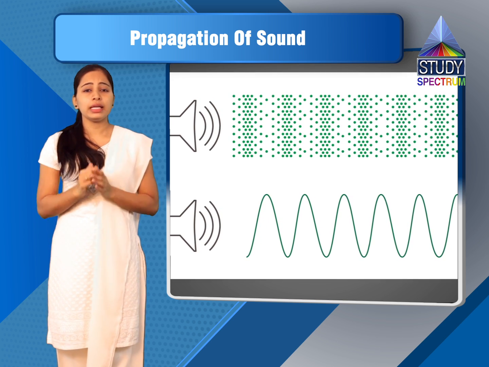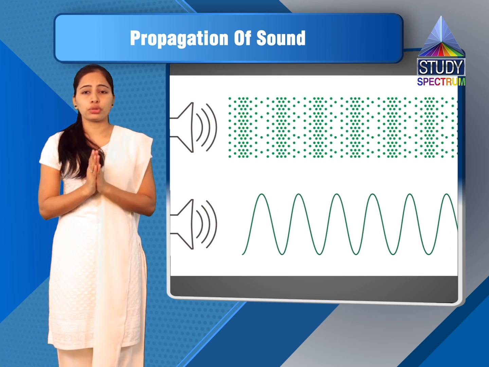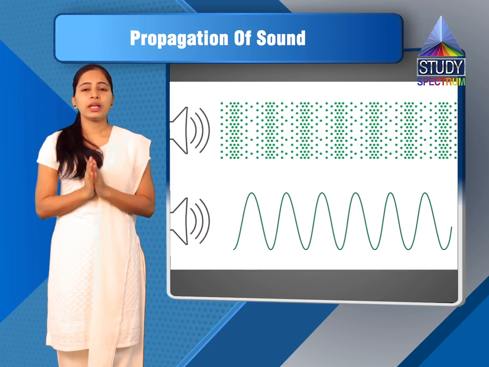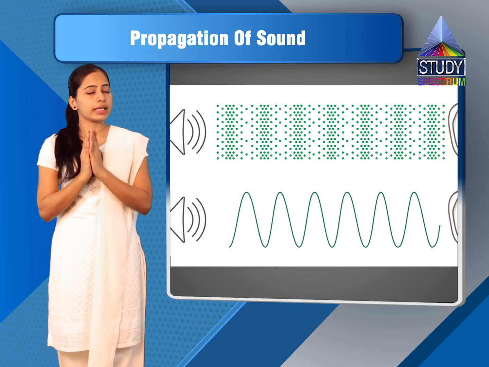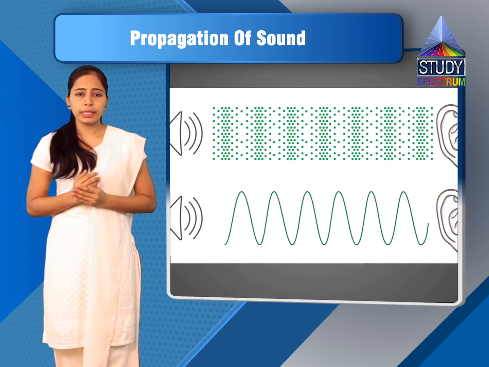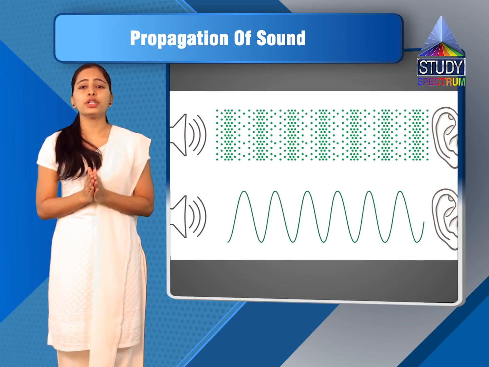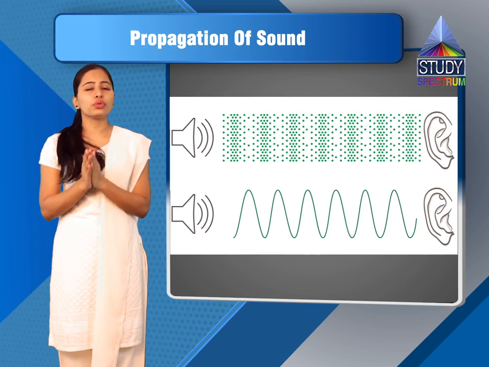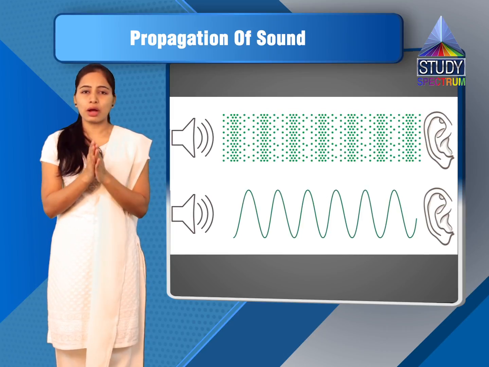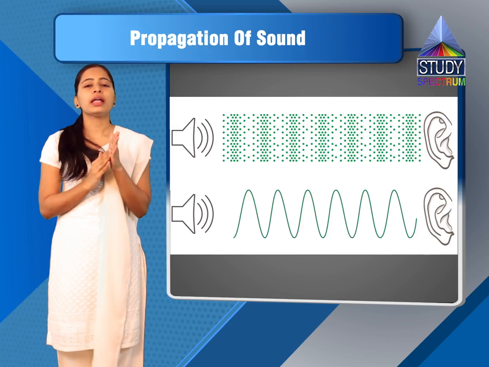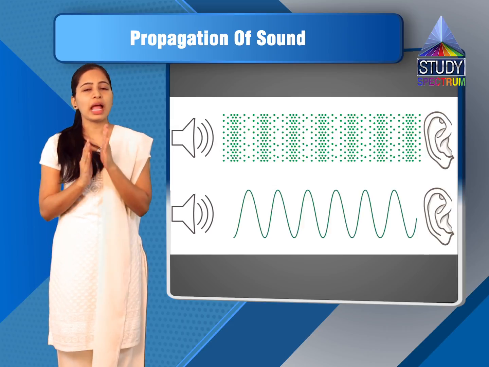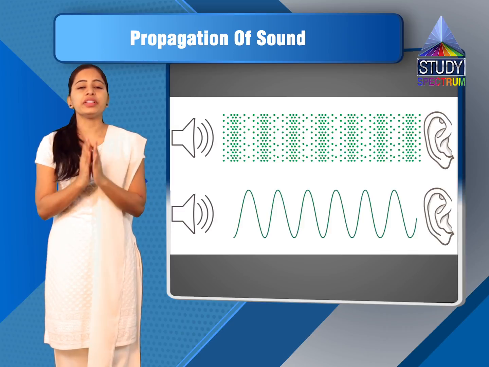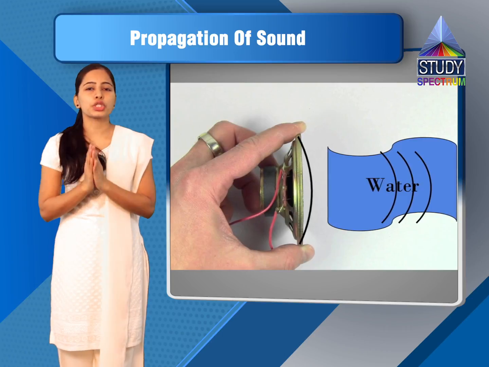Second conclusion will be sound can be propagated through solid, liquid as well as gaseous mediums. Means sound can travel through solids, liquids and gases. Third conclusion will be sound travels faster through liquid than a gaseous medium and fastest through a solid medium. That means sound will be fastest in solids, then faster through liquids and slower through gases. Means sound can travel with the fastest speed through solids.